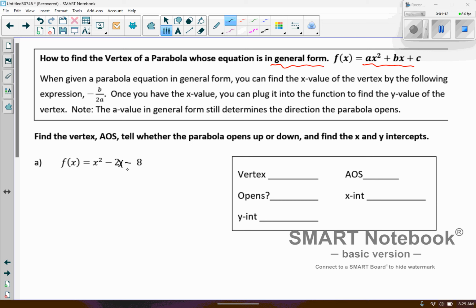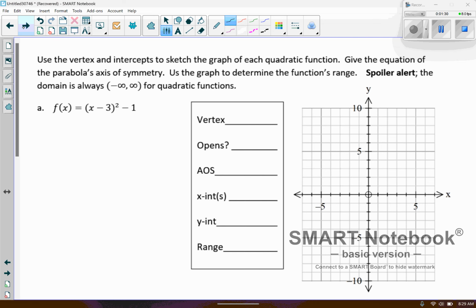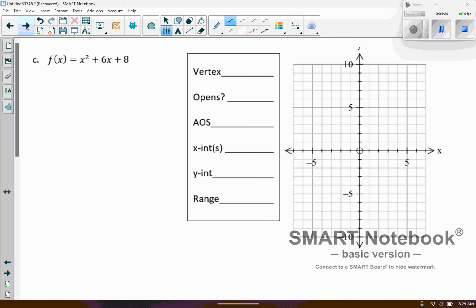But anyways, to find the vertex, we had to use this formula right here to figure out the x value. And then once you figure out the x value, you could plug it into the equation to figure out the y value. And then we had to factor it to figure out our x-intercepts. And so that's what we're about to do here. So these are the ones we already did yesterday that were in vertex or standard form. And now we're going to try these that are in general form. These are the last two that we didn't get to yesterday.